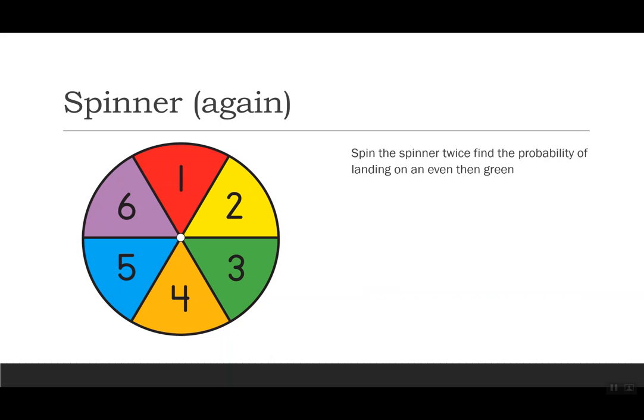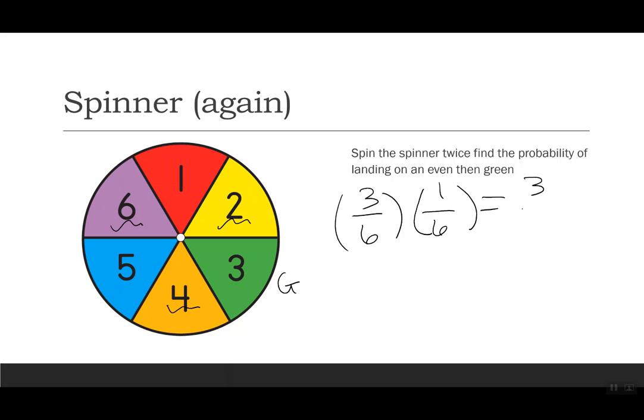Let's try it again. We're going to spin the spinner twice, and we're going to find the probability of landing on an even and then a green. Even means I'm going to land on either a 2, a 4, or a 6, so there are 3 out of the 6 choices. And then landing on green, there's only one green. It's the 3, so that's 1 over 6. We can multiply across. 3 times 1 is 3, 6 times 6 is 36, and then remember, just reduce the fraction. That'll become 1 over 12.